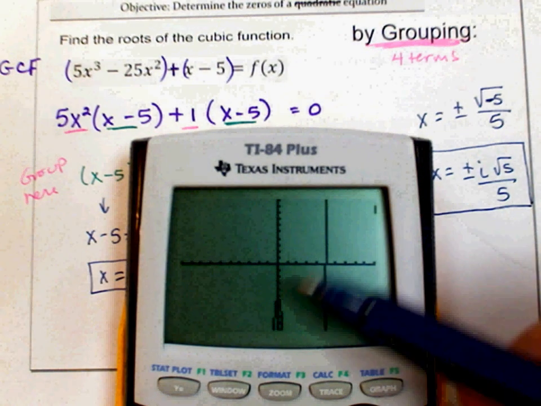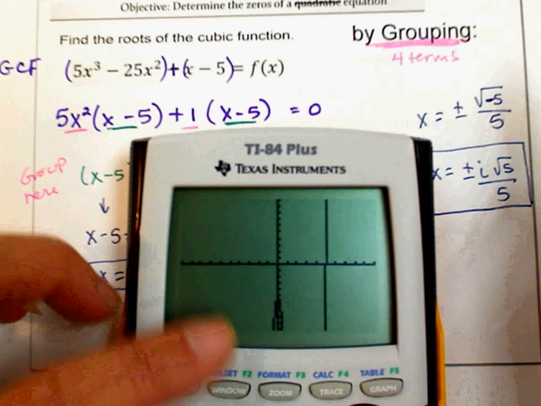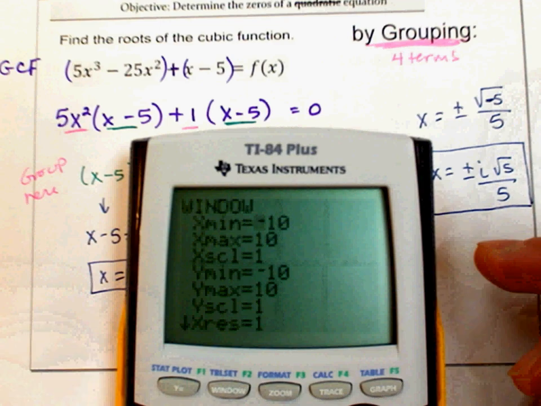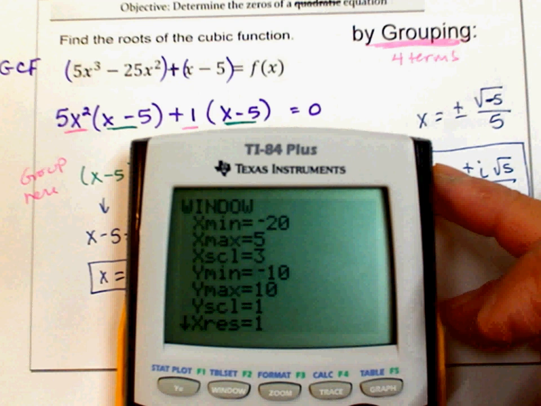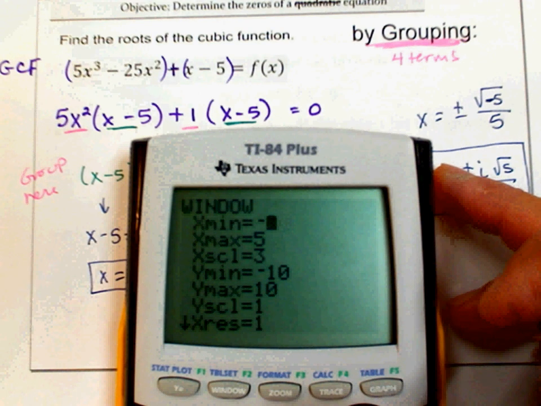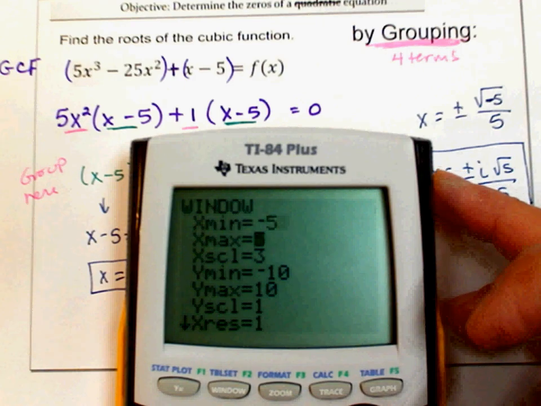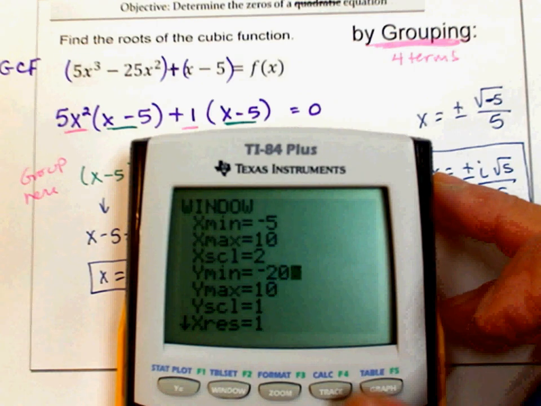So let me zoom in real quick, change the window to negative 20, 5, going up by 3. Y maximum's good. Wait a minute. Okay, hang on. I got it wrong. Negative 5. Oh, let's make this a 10. Move it over. Going up by 2. Now your y, I'm going to do negative 20. Your y max, I can do 5. Graph. Basically, I'm just moving the graph over.